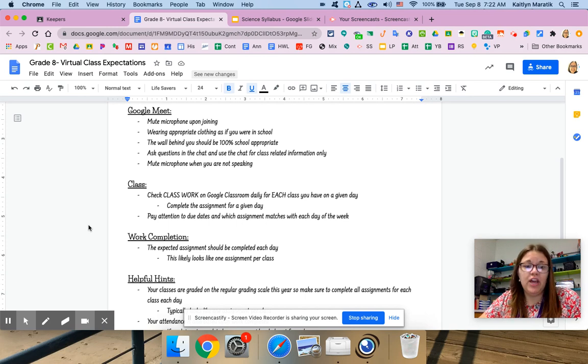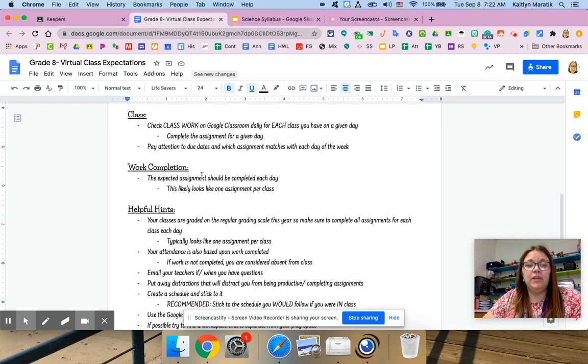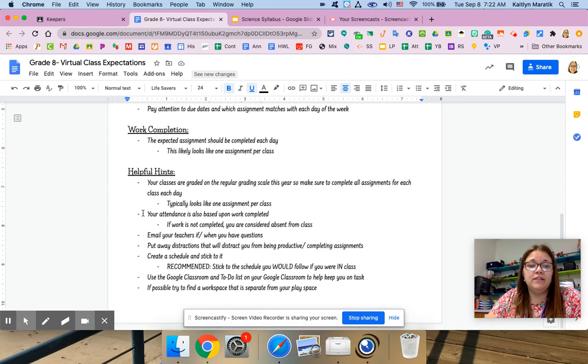In class, check your classwork on Google Classroom daily for each class that you have on a given day. Pay attention to due dates and which assignment matches with which way of the day. Work completion: it's expected that you are doing an assignment each day, not just pretending to and just clicking the turn-in button. It likely looks like one assignment per class. And just some helpful hints, your classes are graded on the regular grading scale this year. These are not just pass or fail or anything. This is actually going to be for a grade.